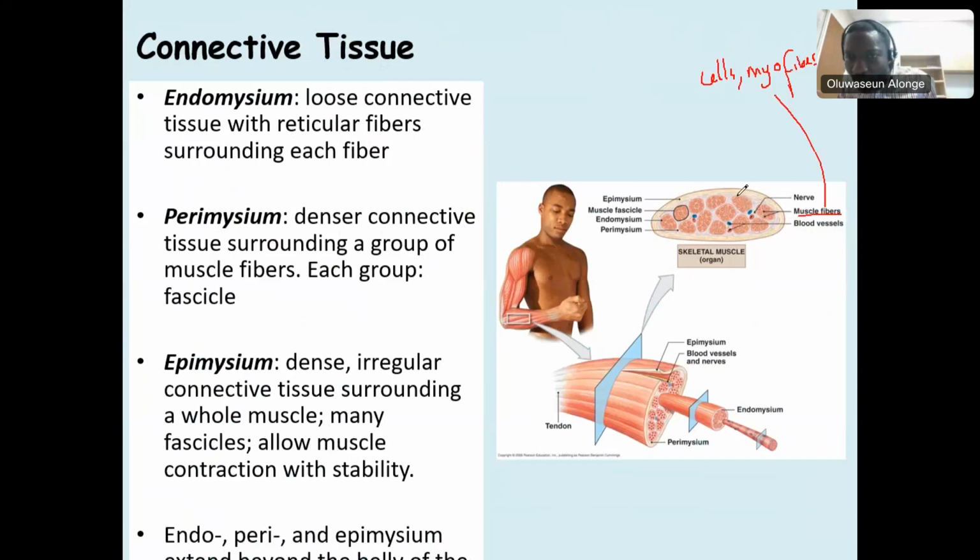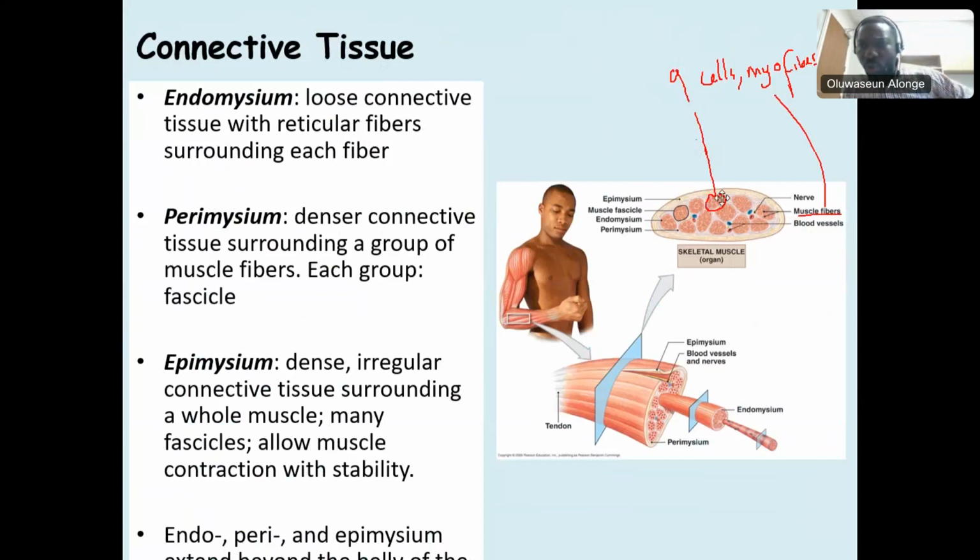Now, when you look at this, these are muscle cells. So if you count here, inside there we have 1, 2, 3, 4, 5, 6, 7, 8, 9. So inside this bundle we have about 9 muscle cells. So inside this circle alone, we have about 9 muscle cells. So there are 9 cells inside this place. All right.